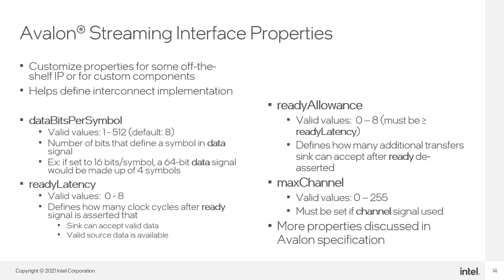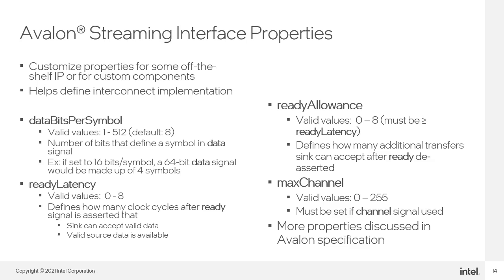The data bits per symbol property indicates how the data being transferred is organized. By indicating the number of bits per symbol, the number of symbols per transfer is defined. For example, with a 64-bit data bus, if the bits per symbol is set to 16, then each transfer contains 4 symbols. This information is used to resolve connections to other interfaces with a differing number of symbols.